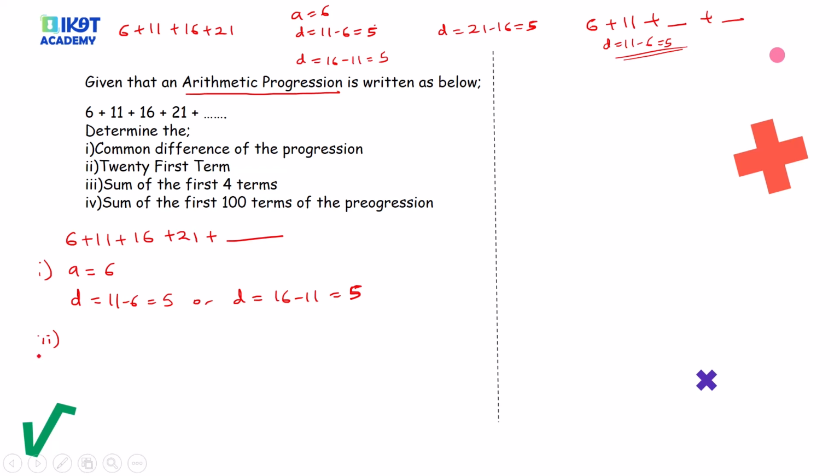Like this series, there has to be a pattern. We're not just working them out randomly. Now here they want us to find the 21st term. Now here we have to find our formula for the 21st term. Our formula for finding the nth term is un = a + (n - 1)d.